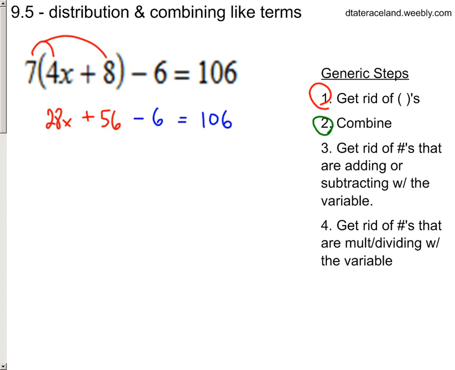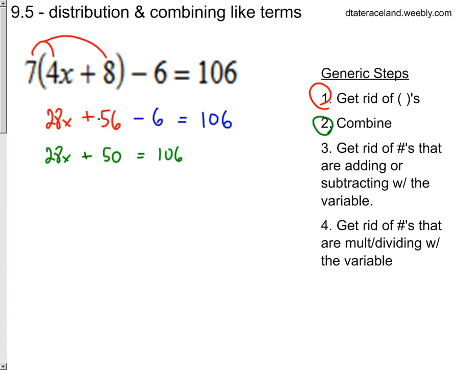That would be combining. Is there anything that I can combine? Do I have any like terms? Well, there's nothing I can do with that 28x because this doesn't have an x, nor does this. But these are just numbers, and 56 minus 6 is 50. So that let me be able to combine them. So I'm good there.